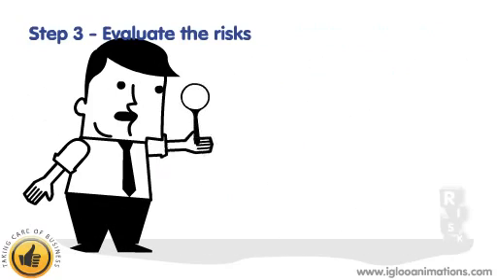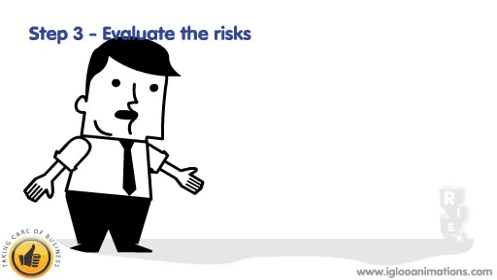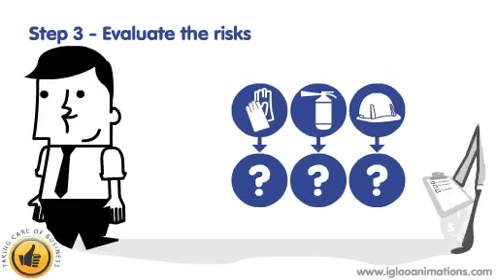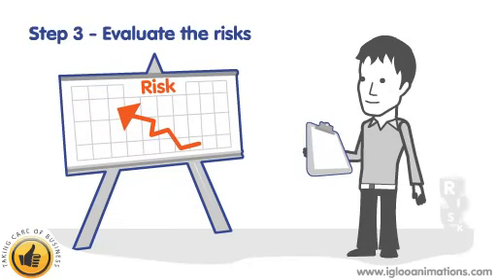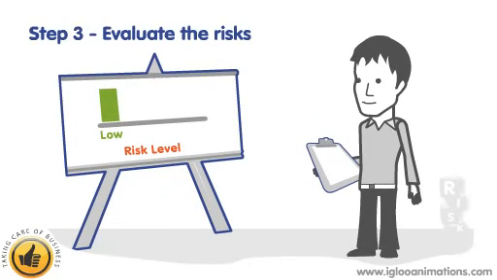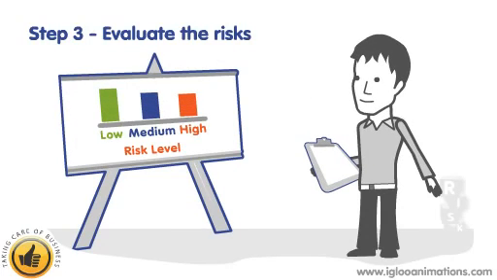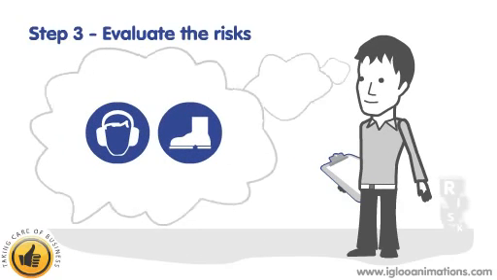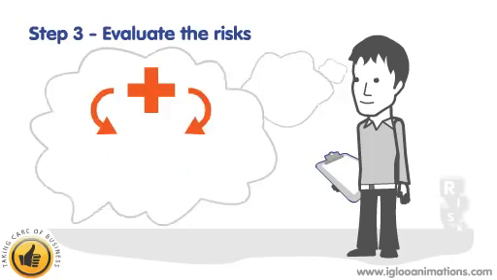Step 3. Evaluate the risks and decide whether the existing control measures are adequate or whether more needs to be done. Assess the level of risk. For example, low, medium, or high. Decide if you need to put additional control measures in place or amend the system of work.